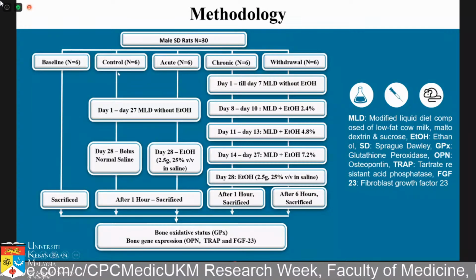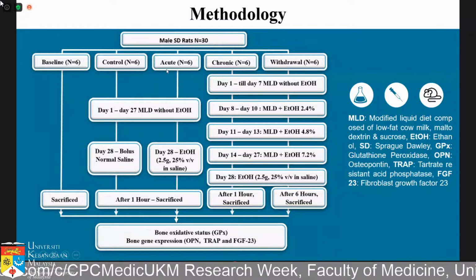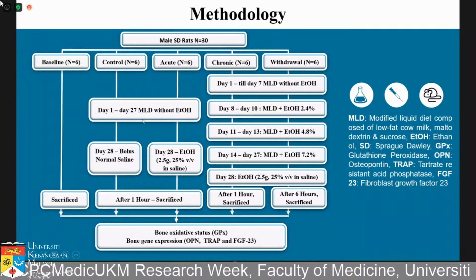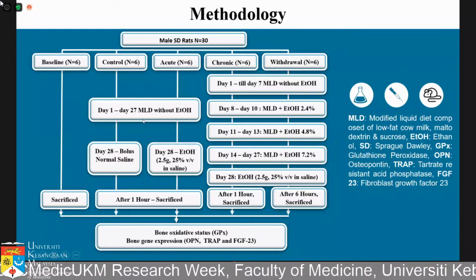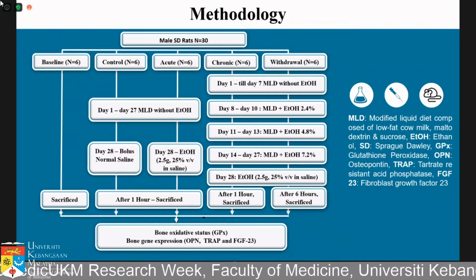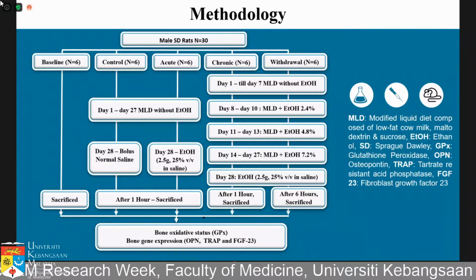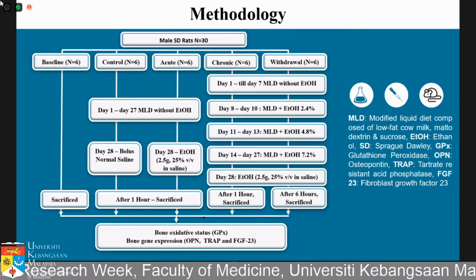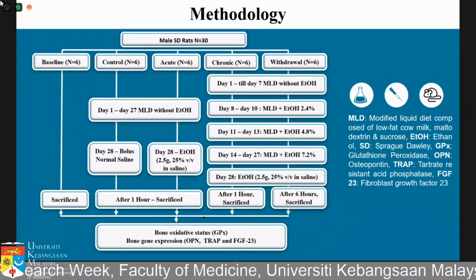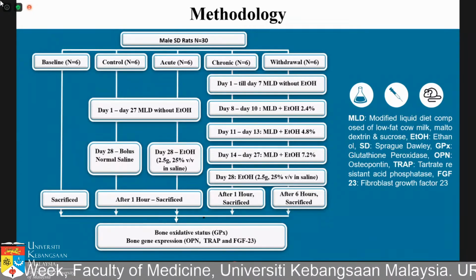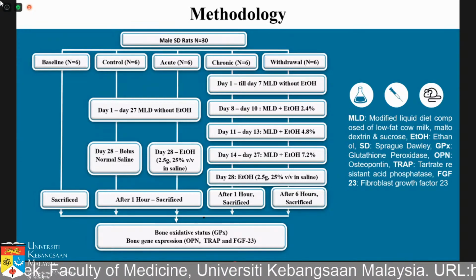Then for the control and acute groups, we fed them from day 1 to day 27 with MLD, the modified Lieber-DeCarli diet, which is composed of low-fat cow milk, maltodextrin, and sucrose. Subsequently, at day 28, the control group received bolus normal saline, whereas the acute group received ethanol 2.5 gram, 25% volume per volume in saline, and both groups were sacrificed after 1 hour.